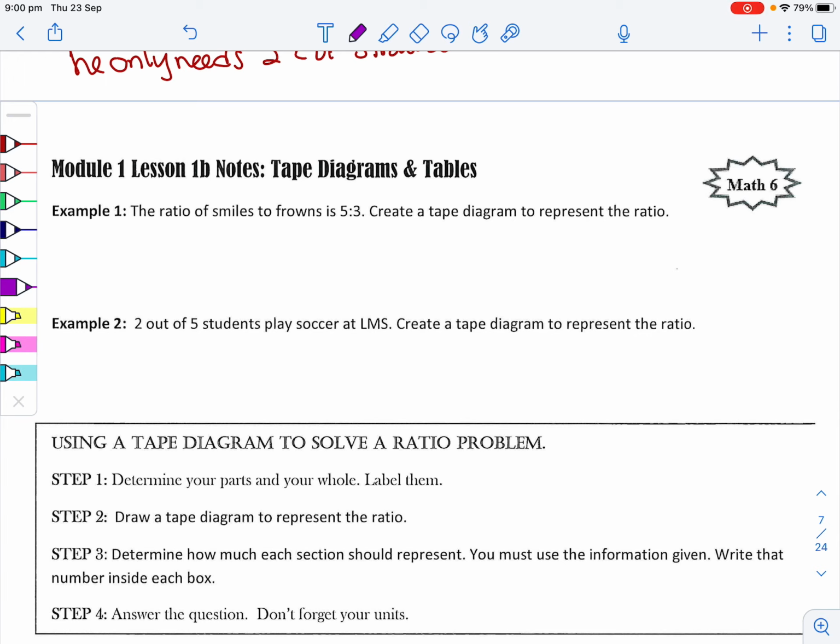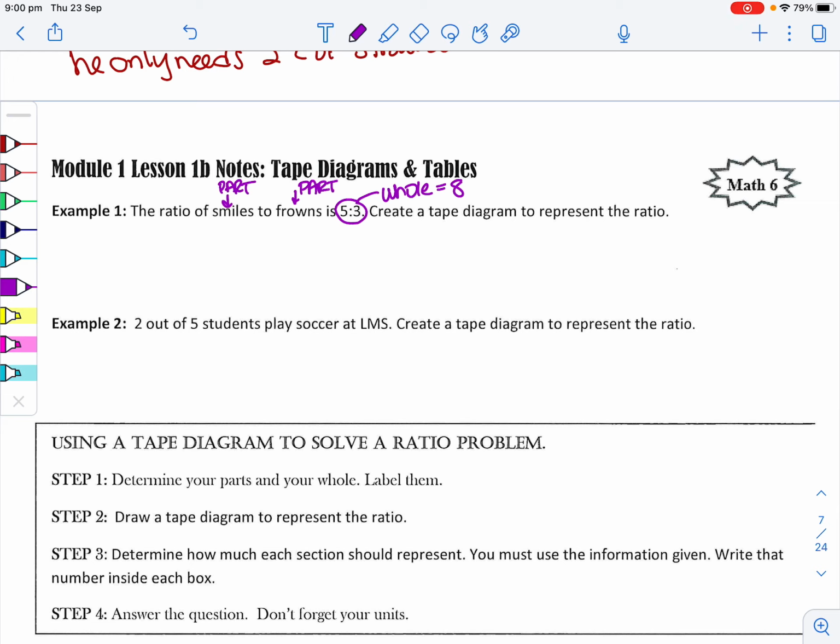When I'm comparing these two things, this is a part-to-part comparison, because I am comparing two pieces of a larger group. So smiles and frowns would be facial expressions. So I'm comparing the two things. And then my whole is going to be these two things combined together. So my whole is 8.